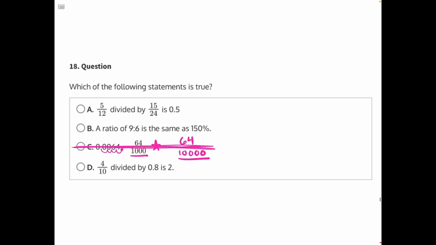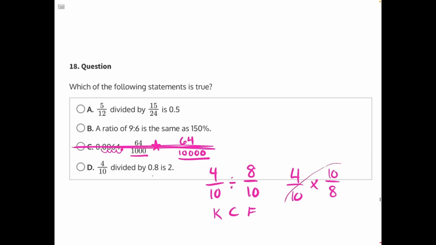For answer choice D, divide 4/10 by 0.8. Let's represent 0.8 as a fraction. So we'd have 4/10 divided by 8/10. Whenever you're dividing by fractions, you have to multiply by the reciprocal, or do something called keep, change, flip, where you keep the original fraction, 4/10, you change division to multiplication, and then you flip your fraction to its reciprocal form. Now we can multiply straight across, and actually before we do, we can factor out a greatest common factor to simplify the fractions before we multiply.